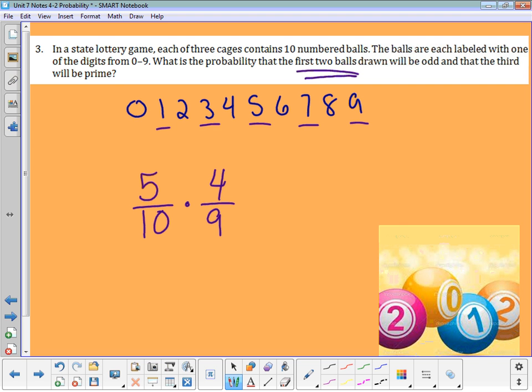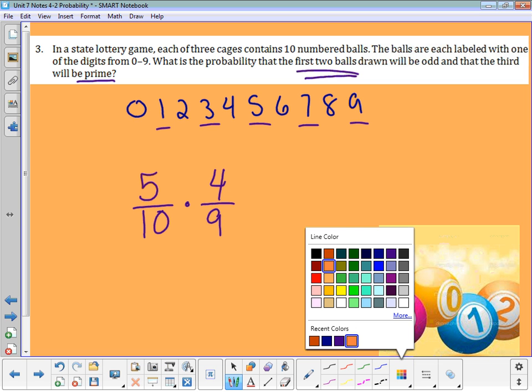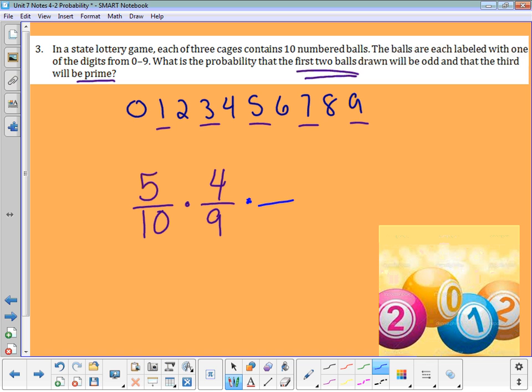Last but not least, it wants the third to be prime. So let's write that out here. Now I only have 8 balls left in my cage, and I want to figure out the probability that it's going to be prime. The prime numbers I have are 2, 5, 7, and 3. So I have 4 options of it being prime.